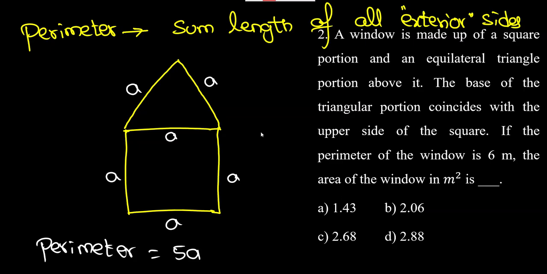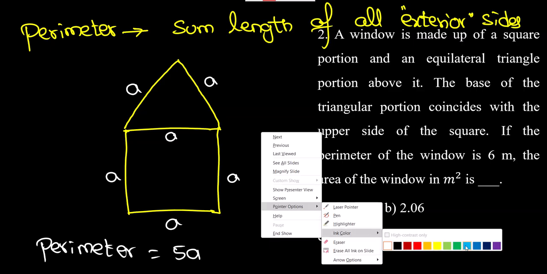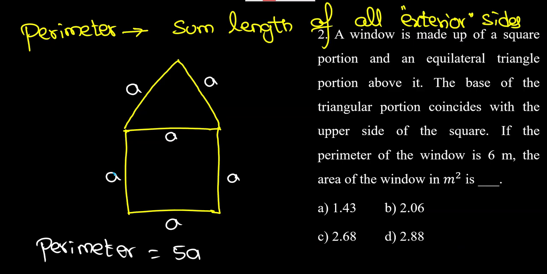That's important because 1A is internal. Internal, I don't want. That's the important point. I just want to mention this. This A, you have to count. This one, you have to count. This one, you have to count. This one, you have to count. Not internal one.